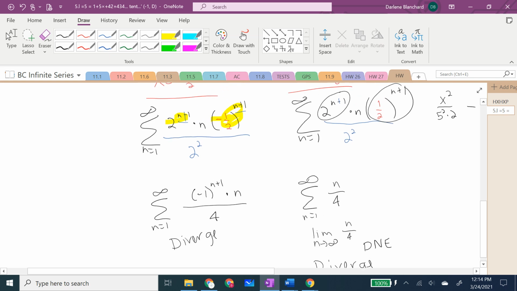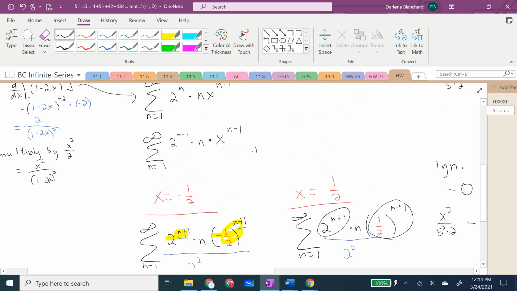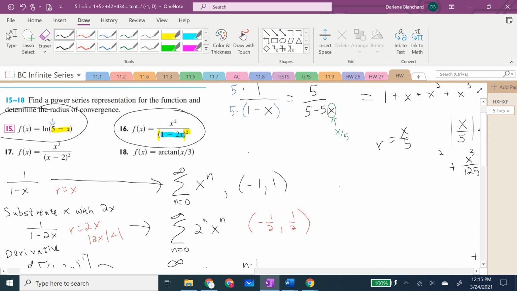So the interval of convergence is the open interval -1/2 to +1/2. All right, 2 problems down, 1 more to go, and then we can hit the multiple choice questions.